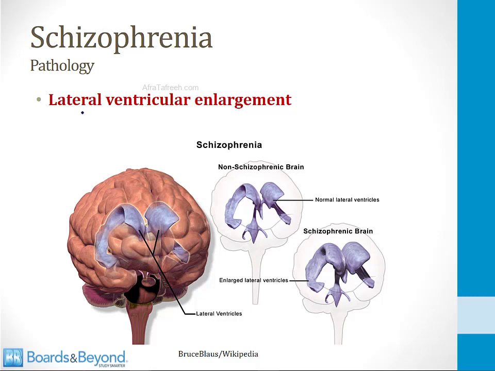If you image the brain of patients with schizophrenia, or if someone with schizophrenia dies and you perform an autopsy, you will often find that the lateral ventricles of the brain are enlarged. The reason for this finding is not understood, but by way of review, these are the lateral ventricles shown in this picture on the screen here, and a classic finding in a patient with schizophrenia is enlargement of those ventricles.